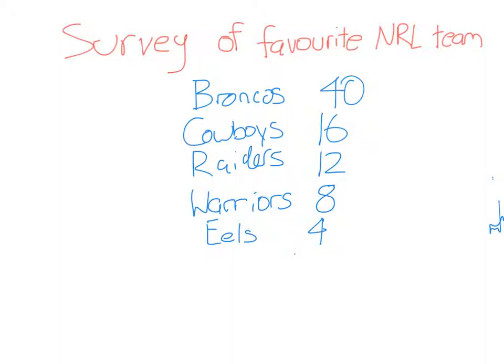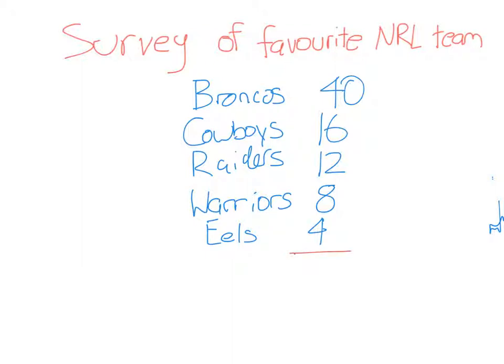Okay, so as I said, I surveyed 80 people, okay? Now I want to convert this into a sector graph. So the thing that I have to figure out before I can make the sector graph is how big the area of each sector, or if you like, each slice of pie is going to be. How big is going to be the Broncos slice? How big is going to be the Cowboys slice? And so on. And we figure that out by finding out their proportion.